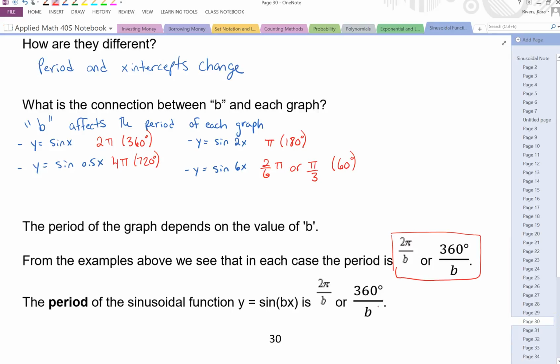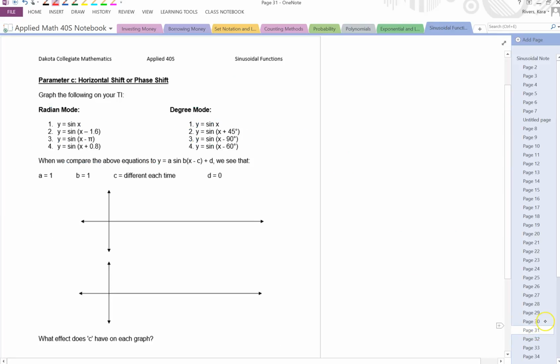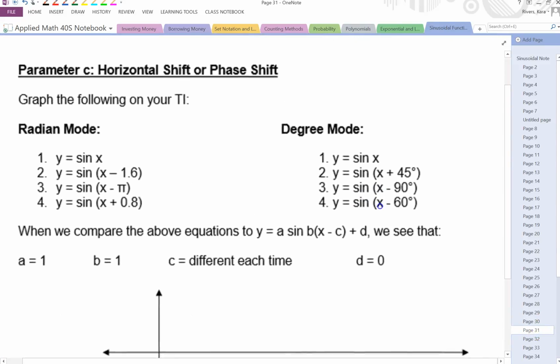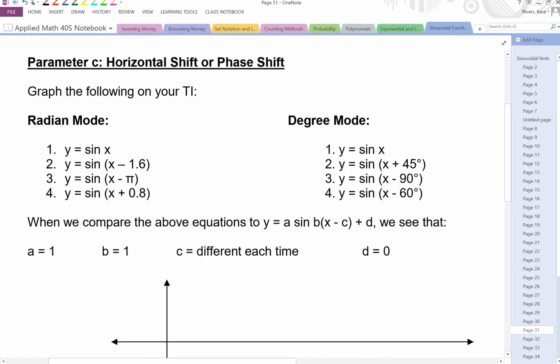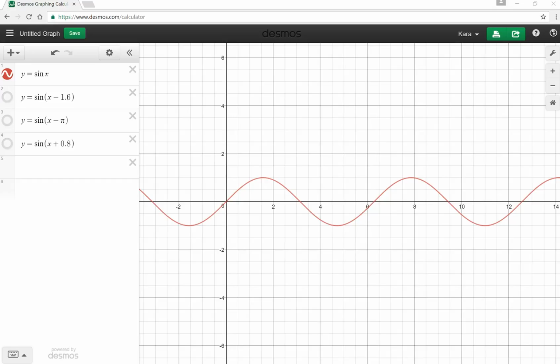Okay, so let's take a look at C now. C is a phase shift, or a horizontal shift. So it's like we're taking our sinusoidal graph, we're picking it up, and we're shoving it over one way or another. Okay, so let's take a look at this again, not in our graphing calculator, but in Desmos. Alright, so for our C value in our notes, it asks us to do this both in radian mode and degree mode. So I'm going to do this in radian mode first.